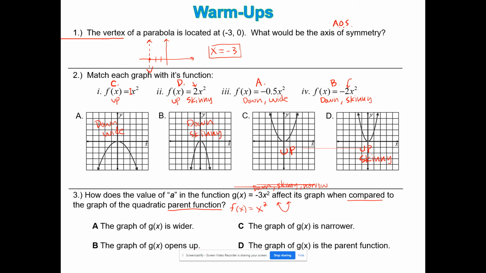Sorry, I got those lines. It just pops up. Here, the graph of g of x, which is this one, it says is wider. No, it's actually going to be skinnier. The graph of g of x is narrower. Yeah, actually it's narrower, so I know that's true. The graph of g opens up. No, it's negative, it opens down. f opens up, but g, this function here, actually opens down. And then here, the graph of g of x is the parent function. That's not true, because this is the parent function right there.